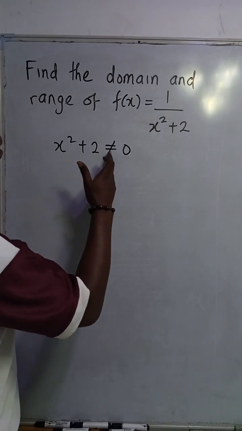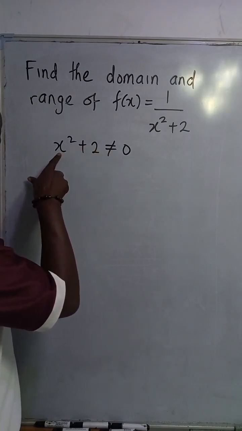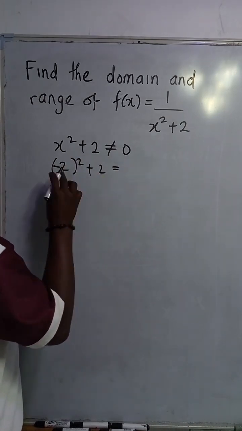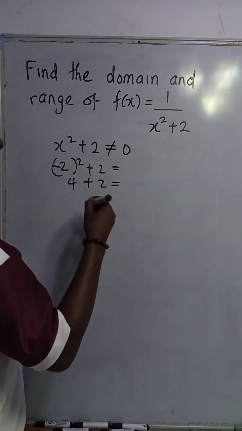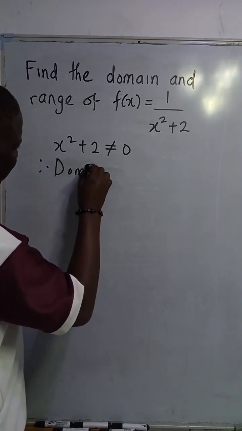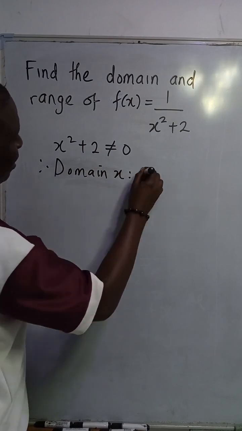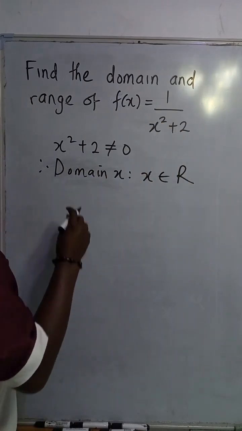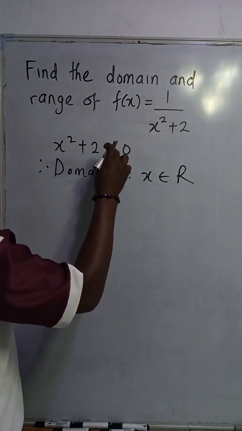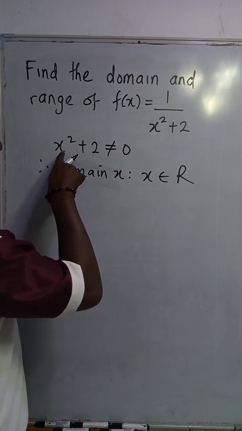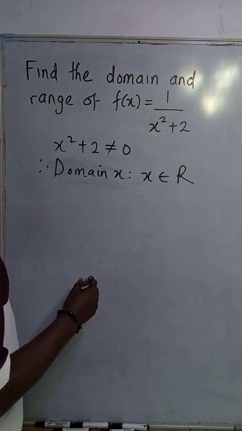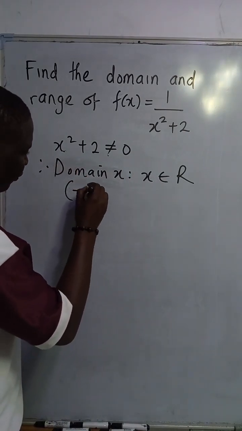But can it actually be equal to 0 at any value of x? No. Because if I put any value, if I put minus 2 here, squared, it will come to plus 4, and it never gives you 0. So that means I can say that the domain, x, can take all real numbers, and it will not give us 0 at the denominator to make the function itself undefined. So I will say minus infinity to plus infinity.